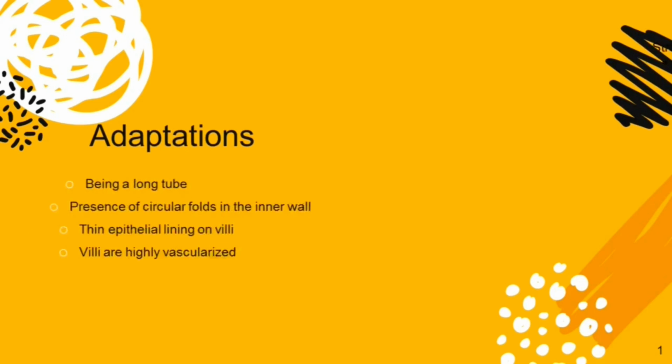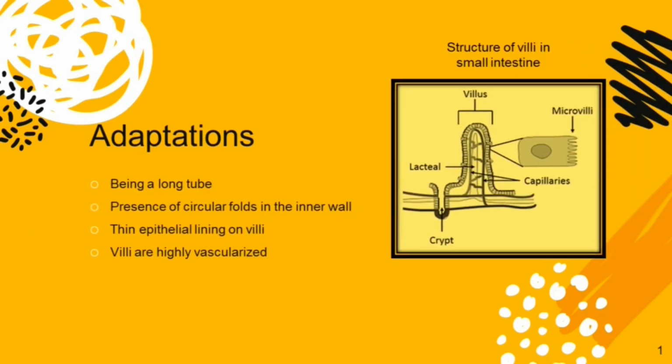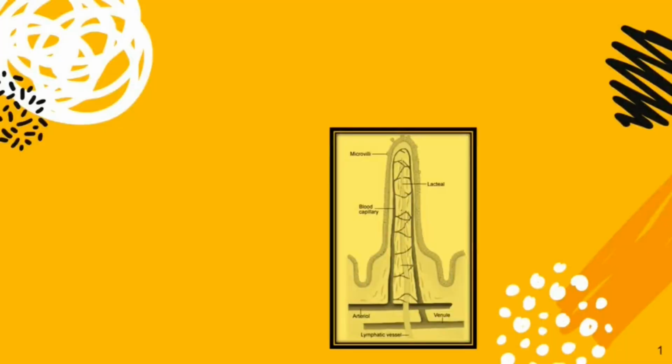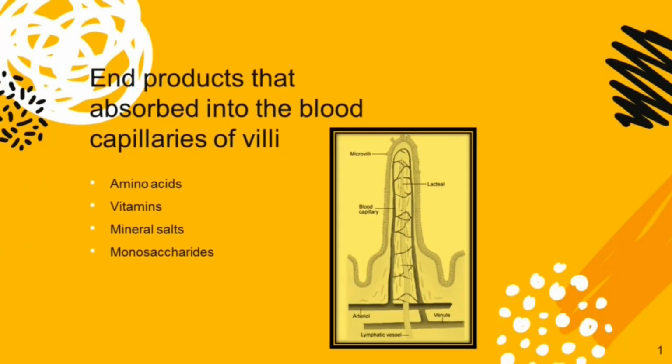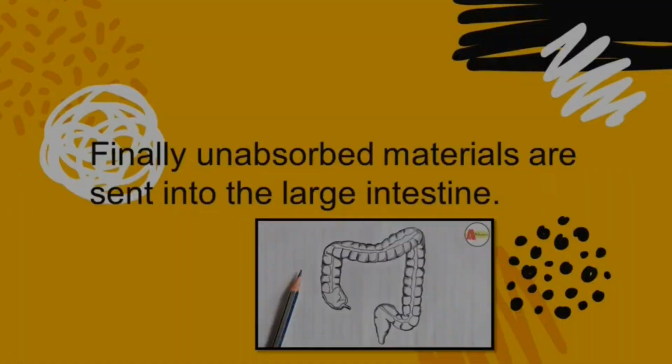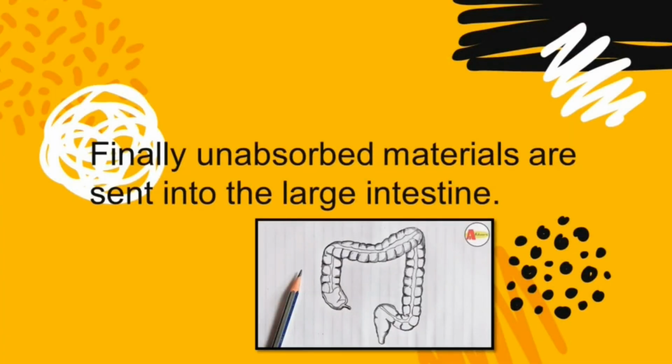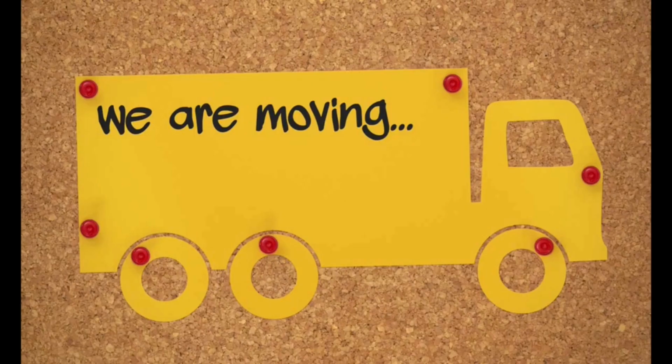They are number 1, being a long tube, number 2, presence of circular walls in the inner wall, number 3, thin epithelial lining on villi, number 4, villi are highly vascularized. And also some digestive end products are absorbed into the blood capillaries of villi. They are amino acids, vitamins, mineral salts and monosaccharides. And finally, the unabsorbed materials in the small intestine are sent to the large intestine. Okay, that's all about this topic. Now let's keep moving.